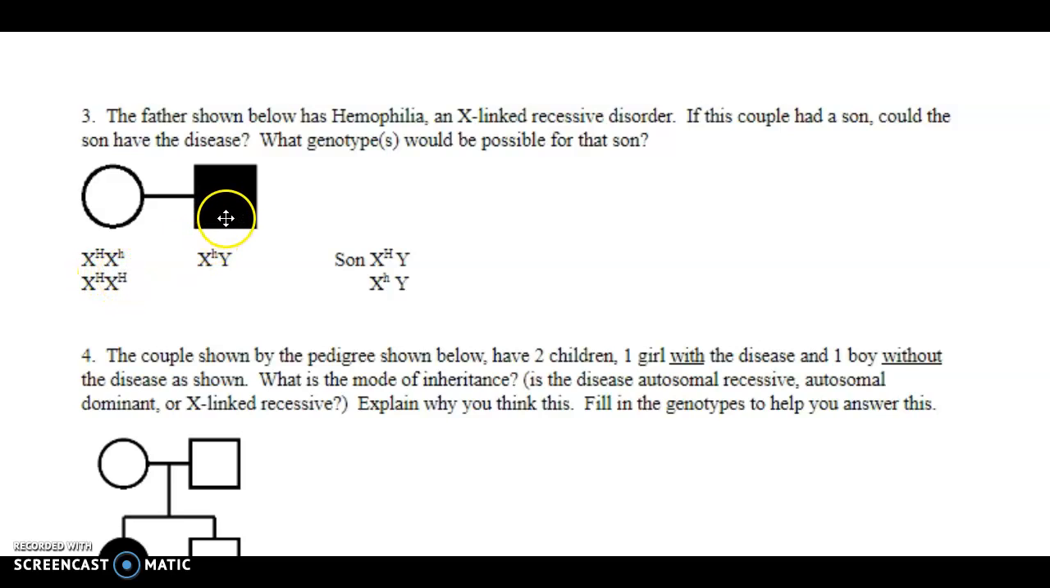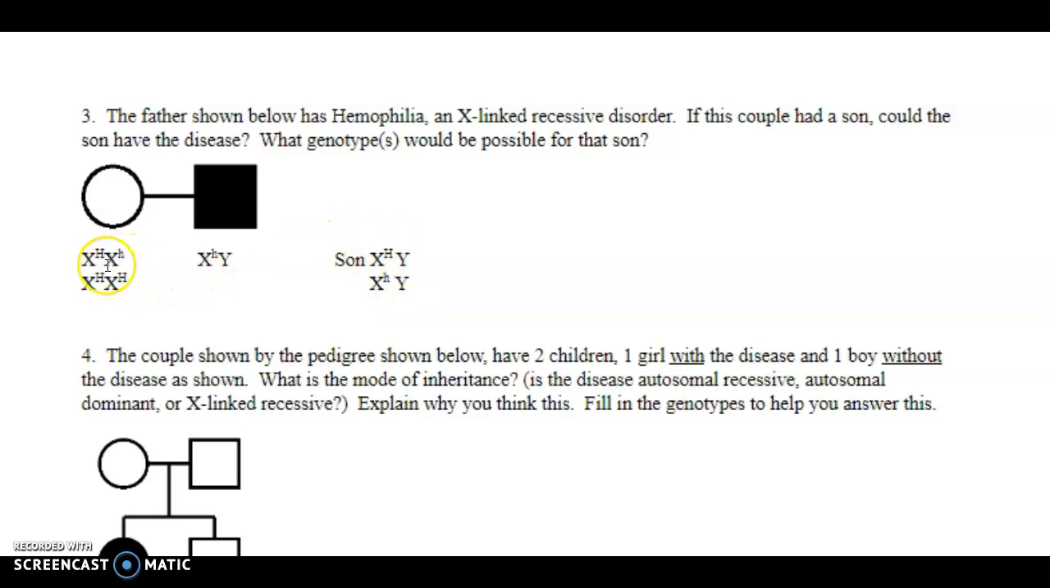Okay. Dad here only has the one X, and he is showing that trait. So he has that trait on his X. So he is X little h. And even though it's recessive and he just has one, it still shows up because he doesn't have another X here to counteract that one. He has a Y, and there's not an allele on that Y to counteract that one. So the son's X has to come from mom.